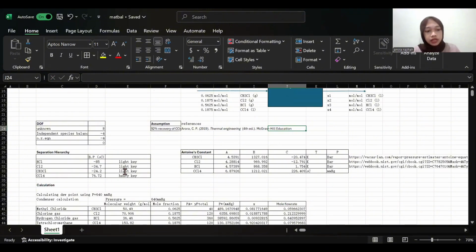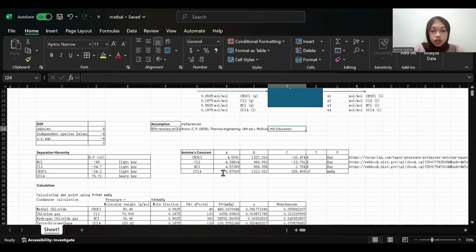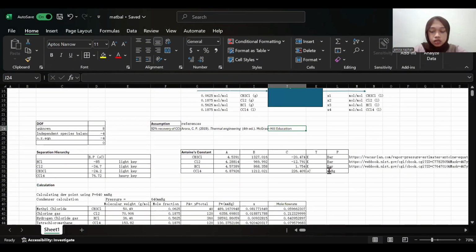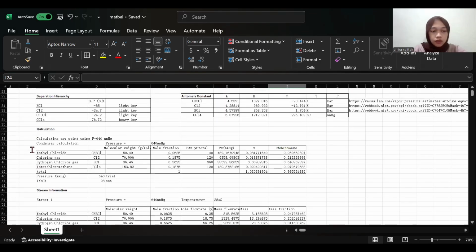For the separation hierarchy, HCl is the lightest key because it has the lowest boiling point, and CCl4 is the heaviest key because it has the highest boiling point. For the Antoine constants, these are all the Antoine constants and all the references. And for the condenser calculation, we use a pressure of 640 mmHg and a temperature of 28 degrees Celsius.